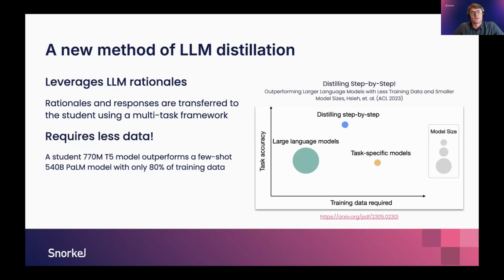Specifically in distillation step by step, this is done via a multitask framework. And if you do something like this, you're going to be able to be more data efficient. So you require a smaller labeled or unlabeled data source. In fact, in the paper, they showed an exciting result, which was a student 770 million parameter T5 model, which is small by today's standards, is able to outperform a few shot 540 billion parameter PaLM model with less training data.